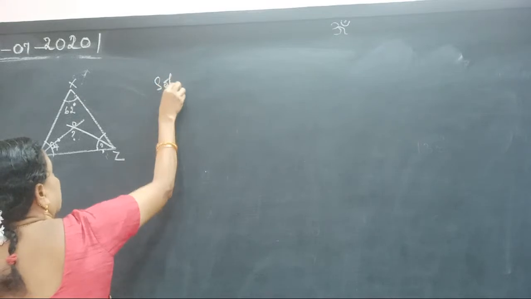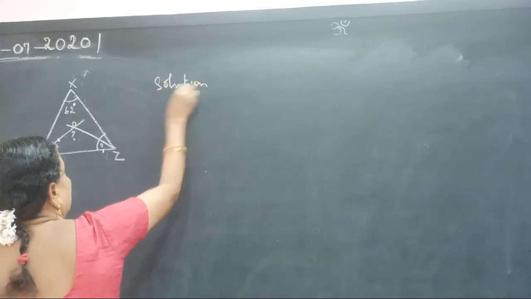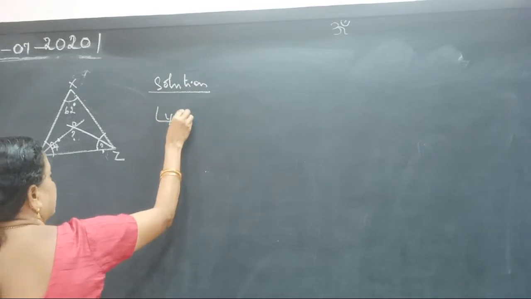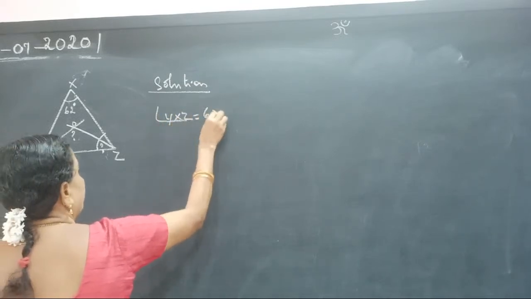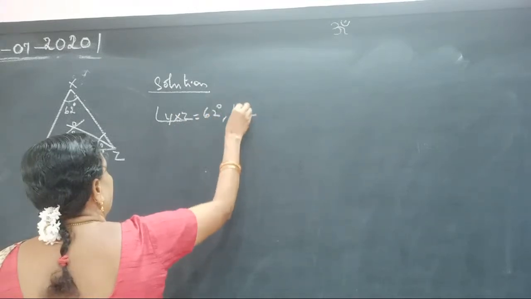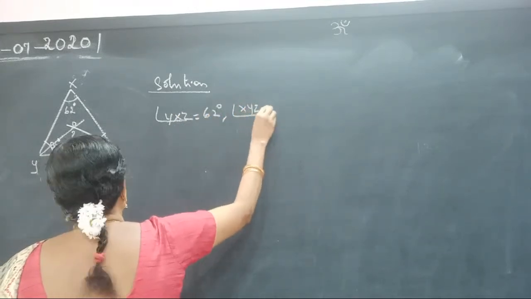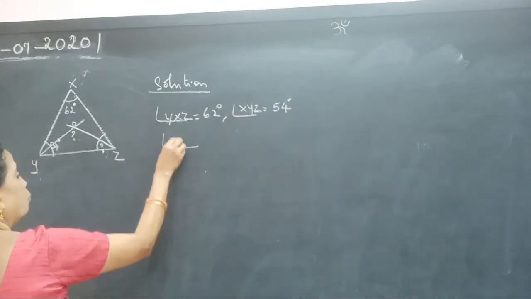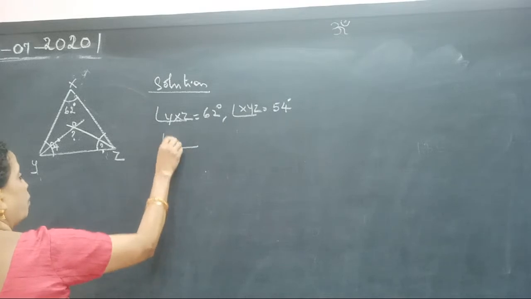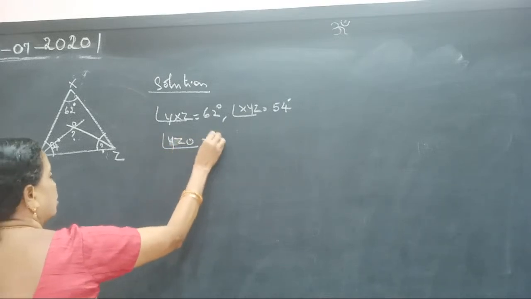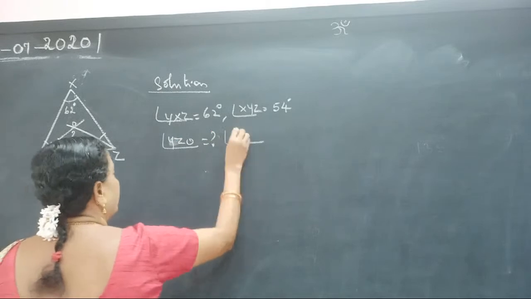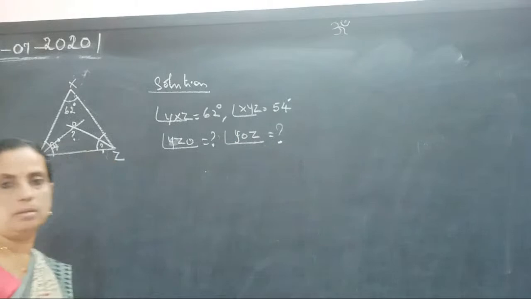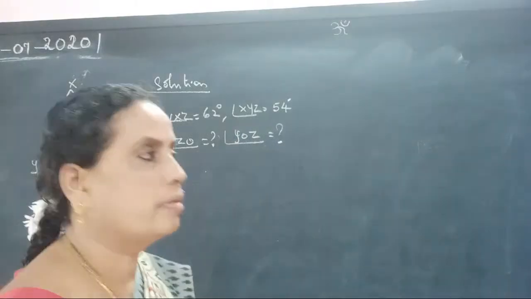Right. Write the heading solution. Angle YXZ is 62 degree. Angle XYZ equals 54 degree. Angle OZY or YZO equals question mark. Angle YOZ equals question mark. Okay, now we'll have the steps.